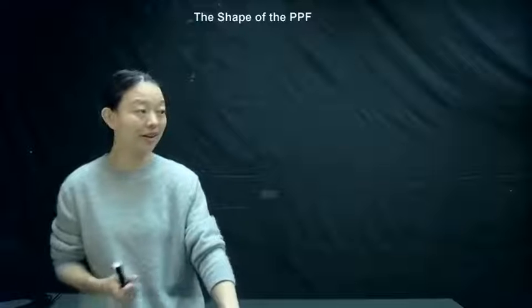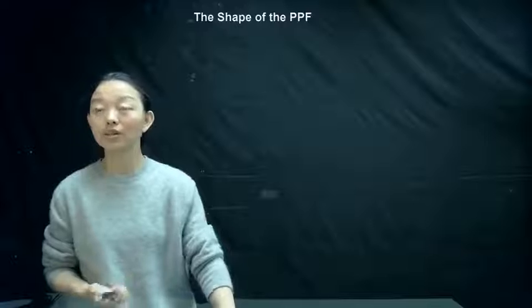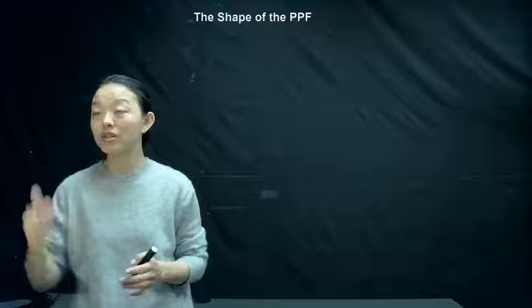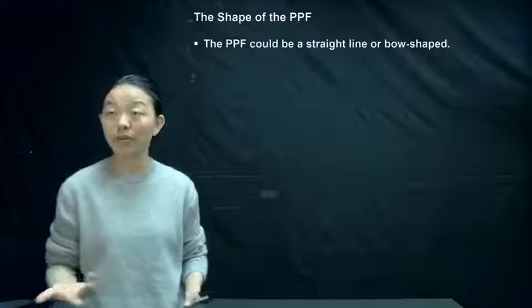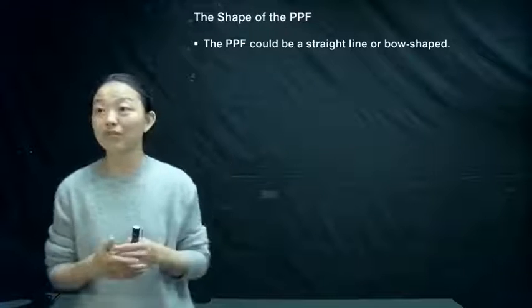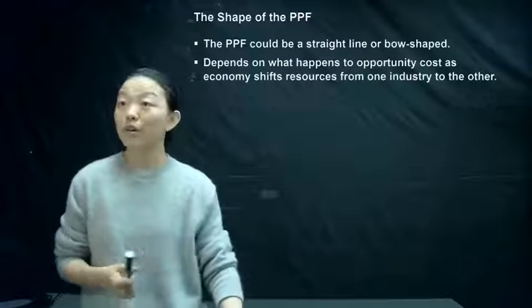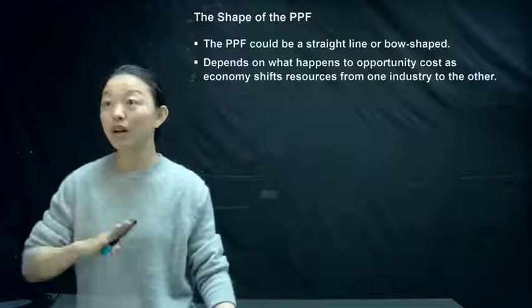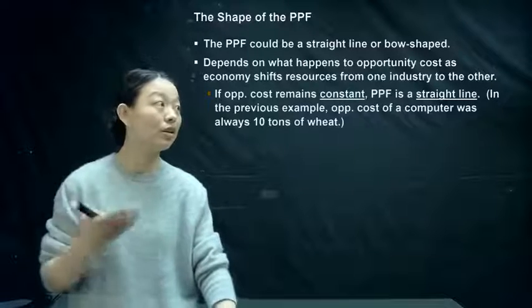Okay, now let's look at another new part about the shape of the PPF. The PPF, as we just talked about, is a straight line, right? The straight line means the slope is always the same. So the PPF could be a straight line or could be bow shaped, okay? A bow shaped PPF is very common in reality. It depends on the opportunity cost between these two goods. So if the opportunity cost is always constant between these two goods, then the PPF will be a straight line.